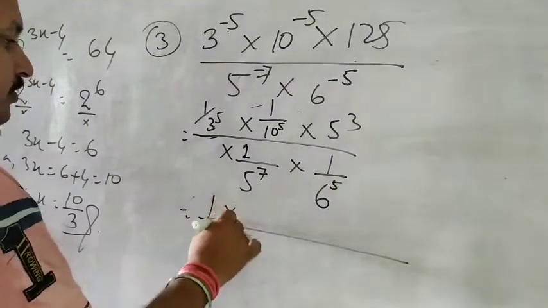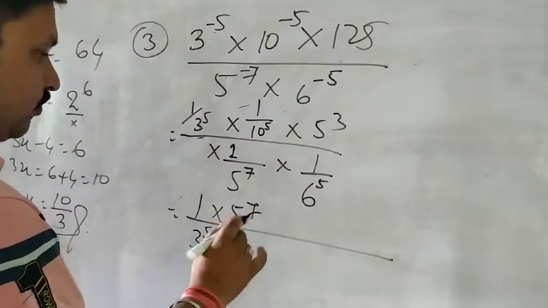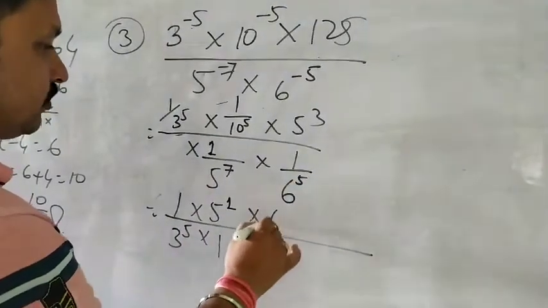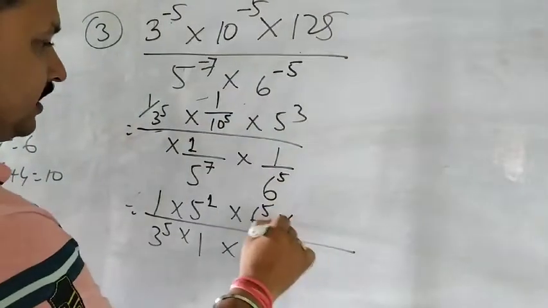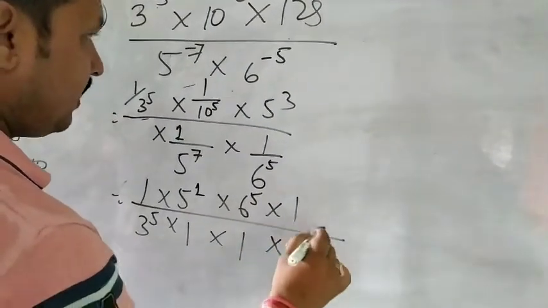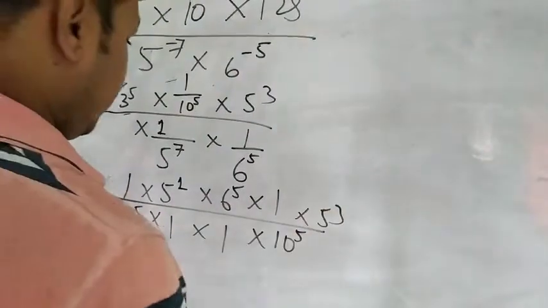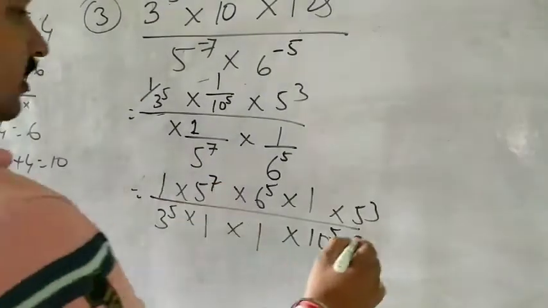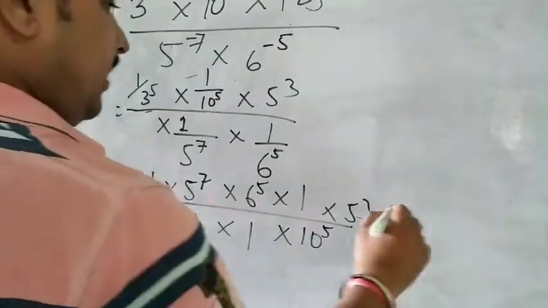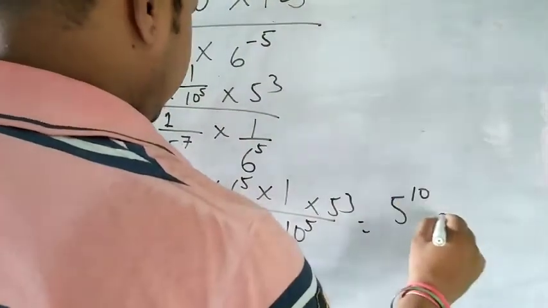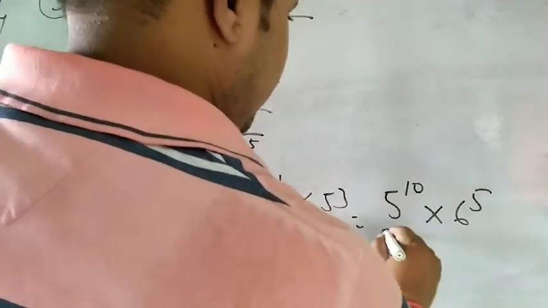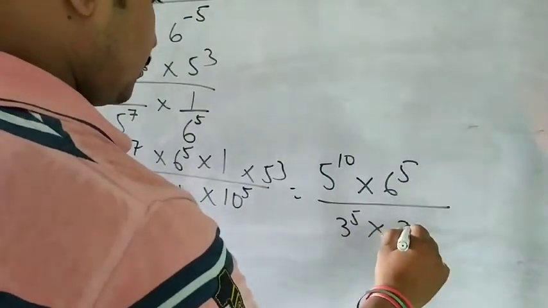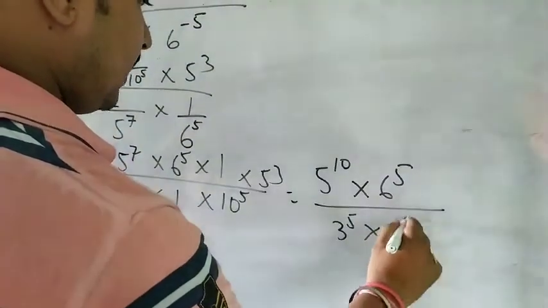So it should be written as 1 by 3 to the power 5 into 5 to the power 7 into 6 to the power 5, into 1 by 10 to the power 5, into 5 to the power 3. So 5 to the power 3 and 5 to the power 7, that means 5 to the power 10 into 6 to the power 5, divided by 3 to the power 5 into 10 to the power 5.